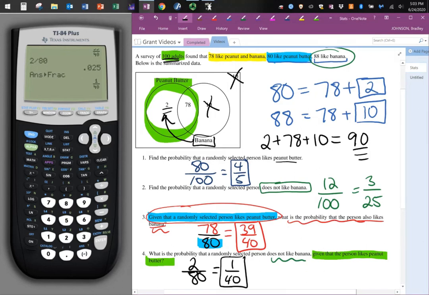Okay. So just remember, a conditional probability is these probabilities with a given statement in them. You will reduce down to what you know, right? If you know that the person that you've randomly selected likes something, only look at that group of people. And then of that group of people, they will either like banana or not. You try to keep it as simple as possible.